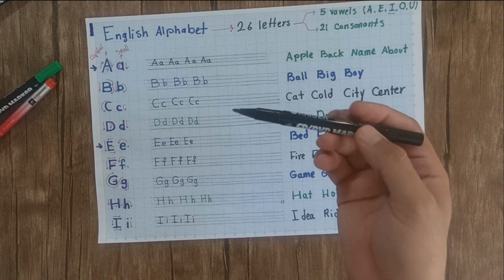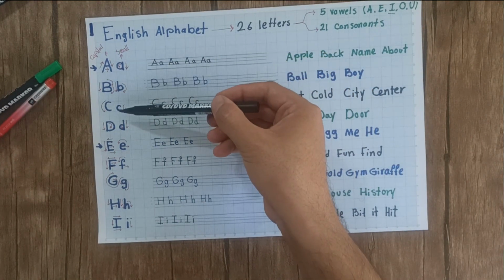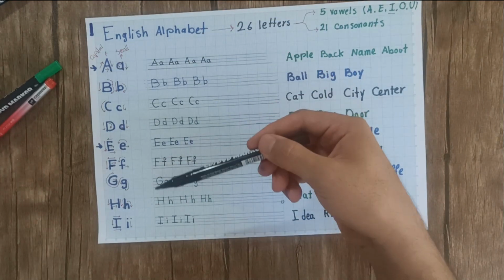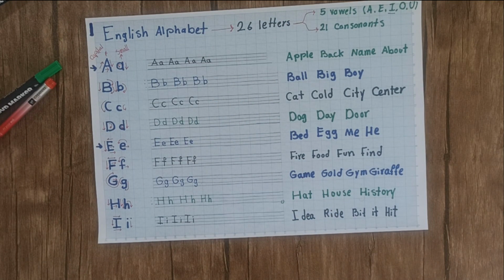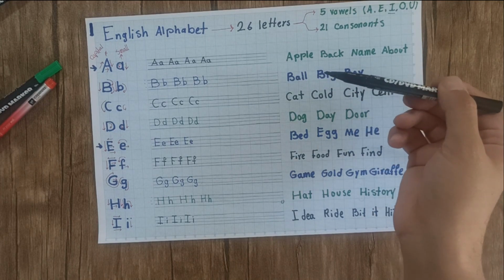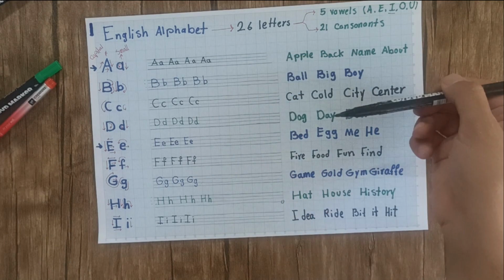So far we have learned 1, 2, 3, 4, 5, 6, 7, 8, and 9 letters and how to write them in English. And we learned about the words that have these letters in them.